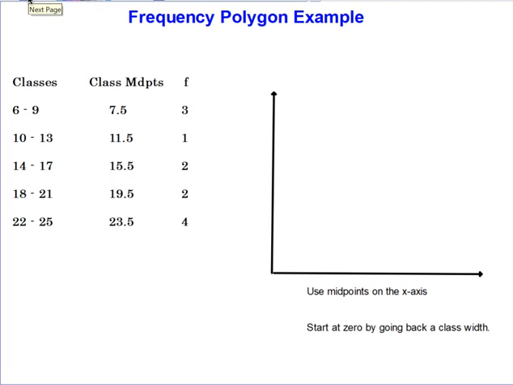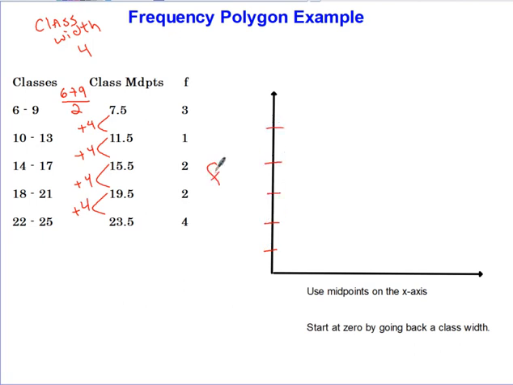So here are my classes again. The first class was from 6 to 9, so 6 plus 9 divided by 2 gives me 7.5. Again, the class width was 4, so with that magic number of 4, I can just continue adding 4 to get the rest of the midpoints. Frequencies are still the same: there were 3 in the first class, 1 in the second class, 2, 2, and 4. That's still going to go on my y-axis just like before. So 1, 2, 3, 4, and 5.